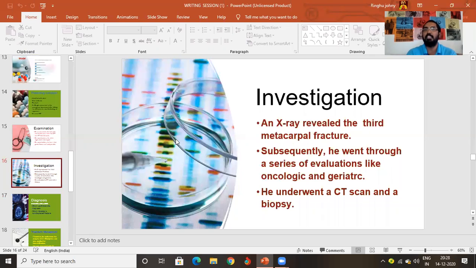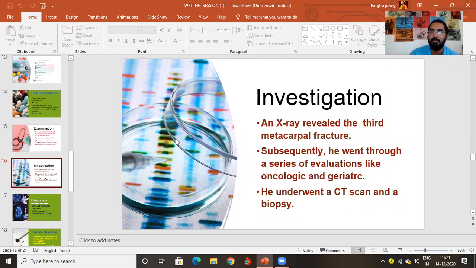Third thing, investigation. So after presenting complaint and assessment, next comes the investigation part. An X-ray revealed the third metacarpal fracture. അല്ലെങ്കിൽ സബ്സിക്വന്റ്ലി ഹി വെന്റ് ത്രൂ എ സീരീസ് ഓഫ് ഇവാലുവേഷൻസ് ലൈക്ക് ഓൺകോളജിക് ആൻഡ് ജീറിയാട്രിക്. സ്പെല്ലിംഗ് റോങ് ആണ്, ജീറിയാട്രിക് TRIC. ഓർ ഹി അണ്ടർവെന്റ് എ സിറ്റി സ്കാൻ ആൻഡ് എ ബയോപ്സി. ദെർഫോർ ലെറ്റ്സ് ഇമാജിൻ ദ കോവിഡ് കേസ്, ദെർഫോർ എക്സ്റേ ഓഫ് ദ ചെസ്റ്റ് ആൻഡ് എ നേസൽ സ്വാബ് വാസ് ടേക്കൻ. അതാണ്, ദാറ്റ്സ് ദ ഇൻവെസ്റ്റിഗേഷൻ പാർട്ട്.